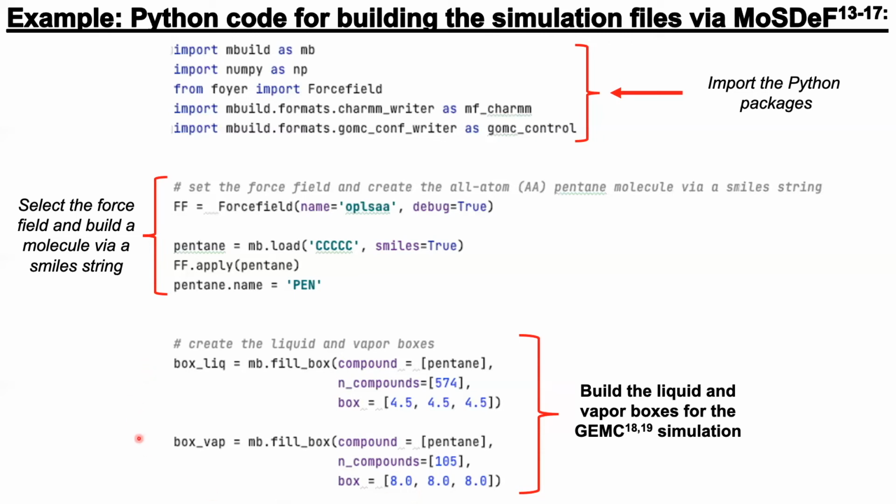And you can build the box with as many compounds or as many different compounds as you want. And you can select the ratio of compounds and the density, or actually select the number of compounds itself, depending on what you want to do.